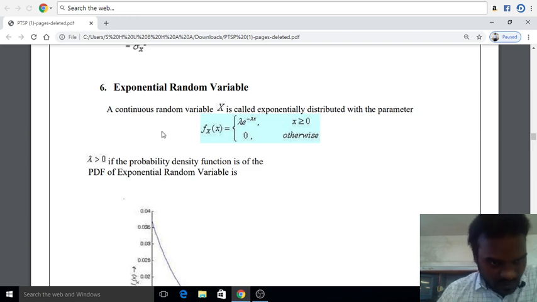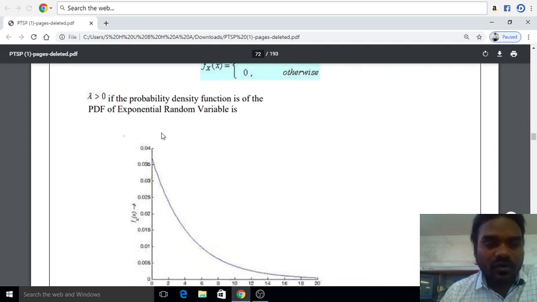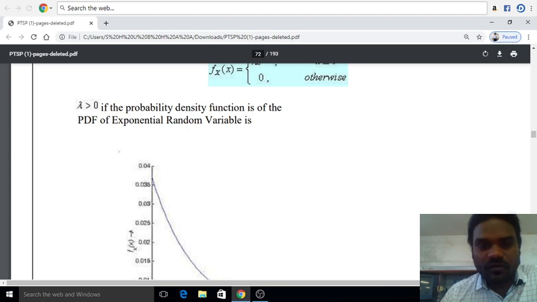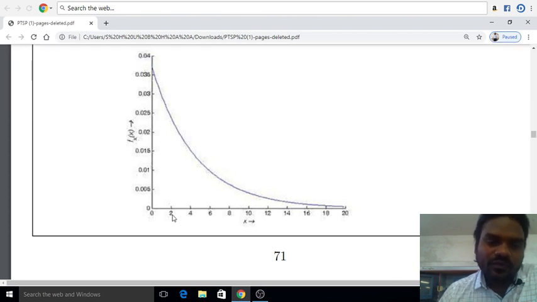Then only we can have a valid exponential distribution for the continuous random variable X. For lambda greater than 0, the probability density function, PDF in short, of the exponential random variable is given like this. By selecting lambda as 1, or any constant, the probability distribution will be like this. This is the value of f_X(x), and we go with the values of x, which is a continuous random variable.